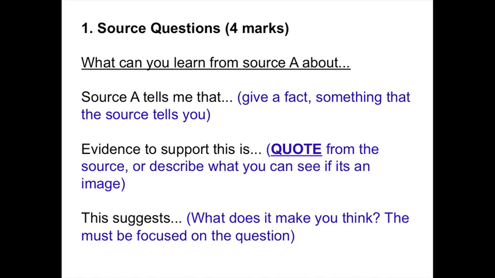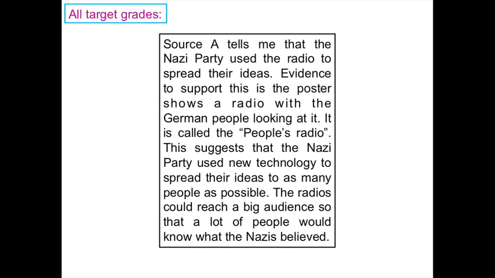4-mark questions should be able to get 4-mark answers from everybody. So we're only going to look at a 4 out of 4-mark answer. You should all aim to do fact, evidence, inference from a source-based question in the exam. Remember, you're looking for fact, evidence, inference, so let's look at a sample answer.